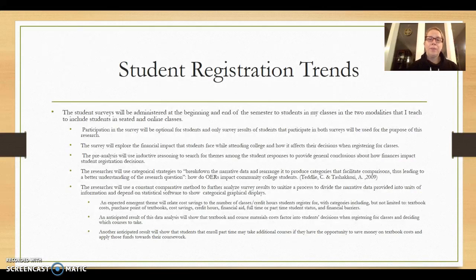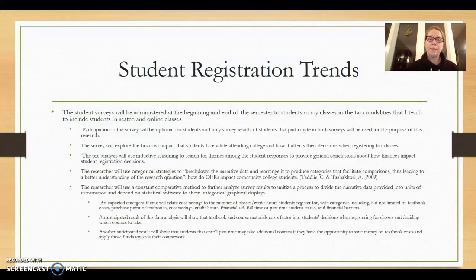So what I'm hoping to find: student registration trends. Students will participate in my study with a survey that is optional. I'm hoping to have a pre and post study. I will only be using results from students that participate in both. The study will explore financial impact that may affect students' decisions when they are registering for courses.